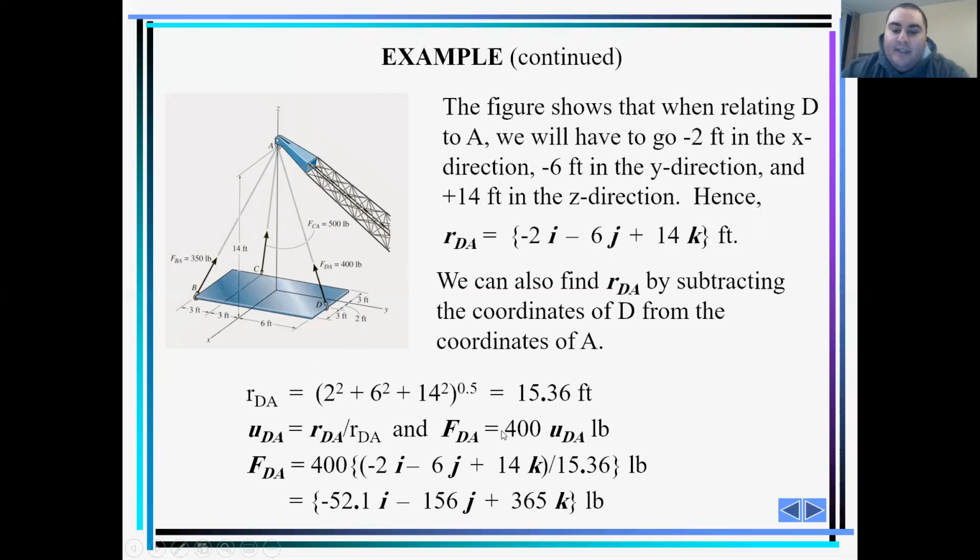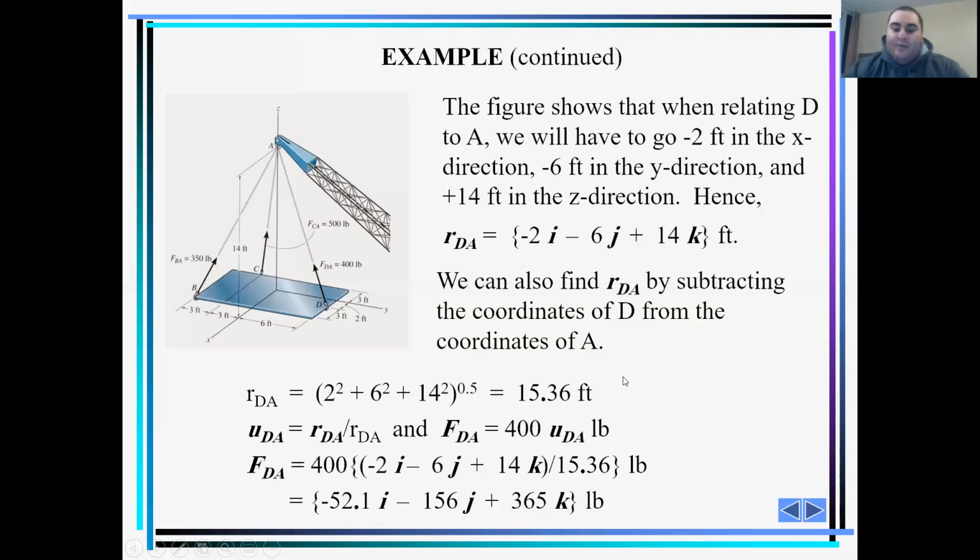After that, we get our FDA is 400 times the unit vector of this RDA vector. So FDA is going to be equal to 400 pounds times (minus 2I minus 6J plus 14K) divided by 15.36. And we get our FDA force along this line, DA, is equal to minus 52.1I minus 156J plus 365K.